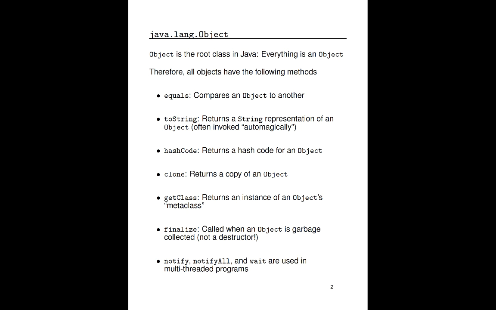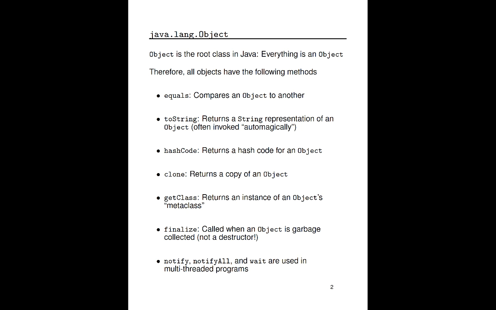finalize is a method that's called when an object is garbage collected. It's not exactly the same as a destructor, but the whole idea is that it's the opposite of a constructor. So where a constructor will initialize state, if there's any state that needs to be cleaned up when the object is garbage collected, let's say you're reading from a socket or have a connection to a database, the finalize method would be a place to clean that up.